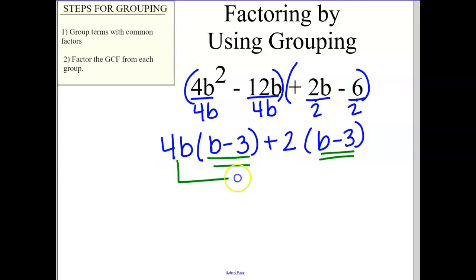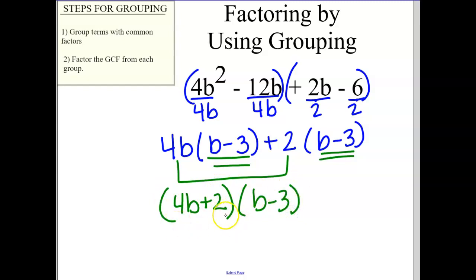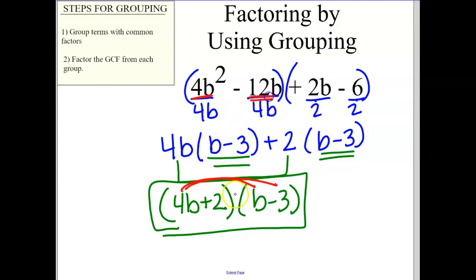Okay, so now all I have to do is take these, 4b plus 2, and multiply by b minus 3, because they're both multiplied by a b minus 3, so I can group it together. And then you can go ahead and check if you want. So 4b times b is what we have here. 4b times a negative 3 is what we have here. 2 times b is what we have here. And 2 times negative 3 is what we have here.